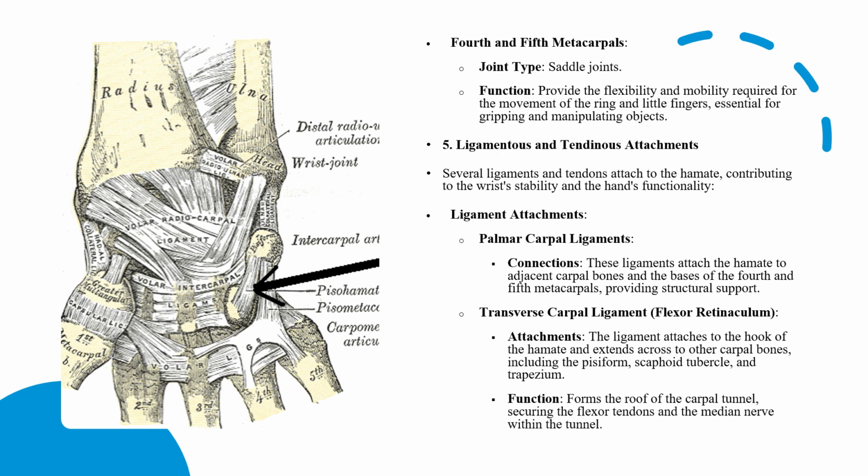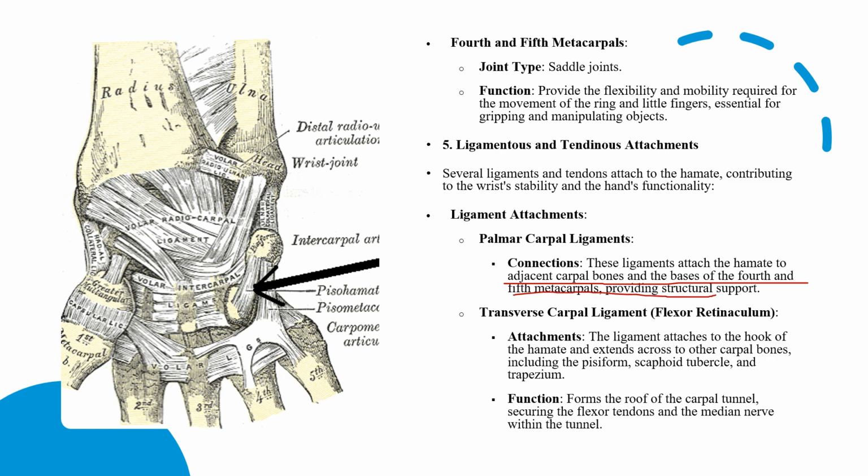When we talk about the ligamentous and tendon attachments, there are a lot of ligaments and tendons that attach on the hamate, and they all provide stability and increase the hand's functionality. So first of all, the palmar carpal ligaments. These ligaments attach the hamate to the adjacent carpal bone and the base of the fourth and the fifth metacarpal bone, providing structural support.